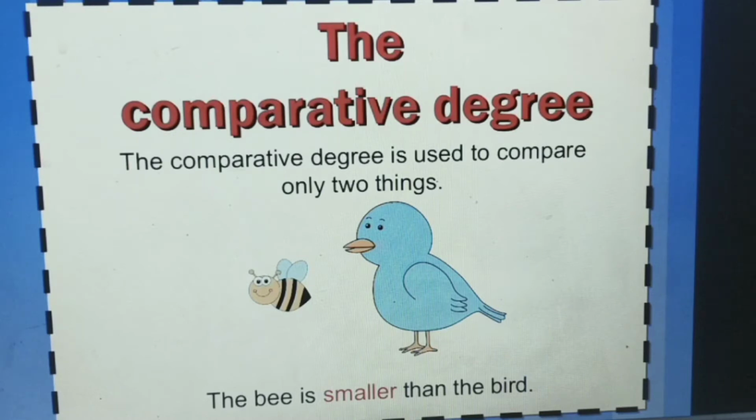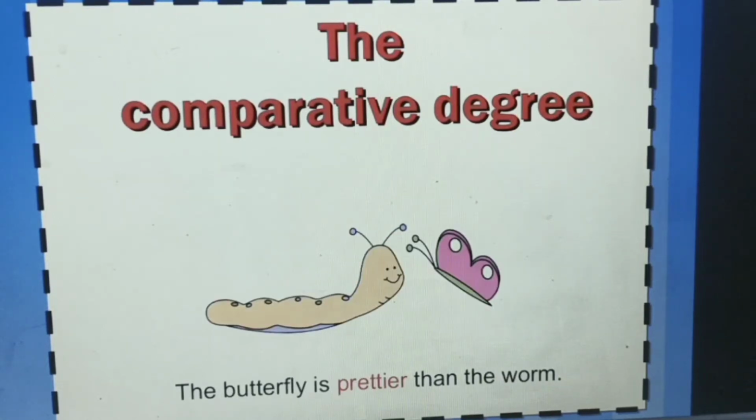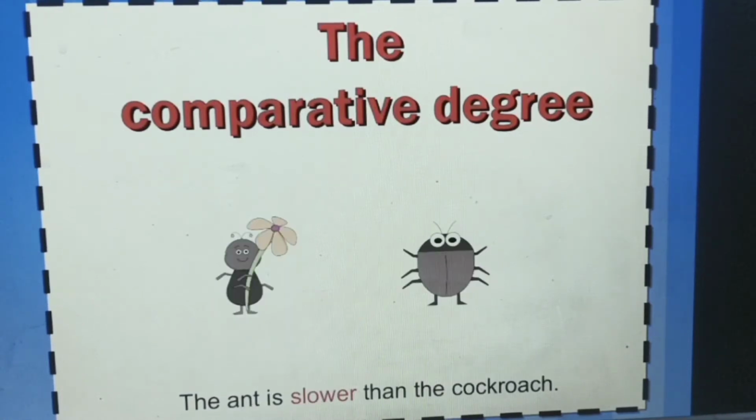Comparative degree. Comparative degree is used to compare only two things. The bee is smaller than the bird. The butterfly is prettier than the worm. The ant is slower than the cockroach.